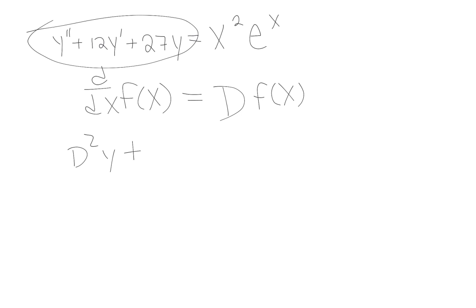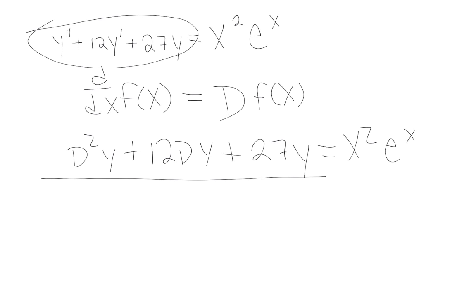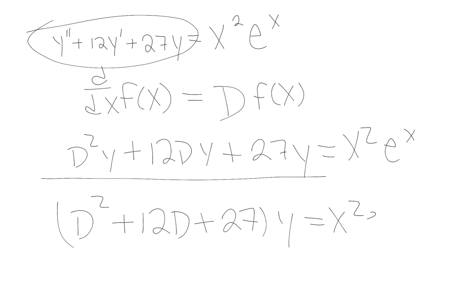Now, we're adding 12y prime, so 12y prime would be 12d times y, plus 27y. And I have that it's equal to x squared times e to the x. So all this is equal to x squared times e to the power x. And I'm going to actually factor out my y. So in terms of the differential operators, now I have d squared plus 12d plus 27 times y equals x squared e to the x.